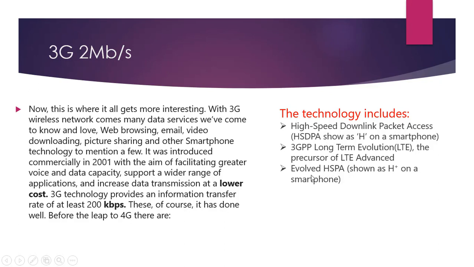Okay, then there was evolved HSDPA. When you see H plus, that means at the time your mobile phone is using an evolved or enhanced version of HSPA. Okay, 3GPP Long Term Evolution, LTE, the precursor of LTE Advanced, that is a precursor technology for fourth generation, right? So you may see LTE nowadays because you are using an LTE version of 4G signals. Okay, so now this is all about the 3G generation.